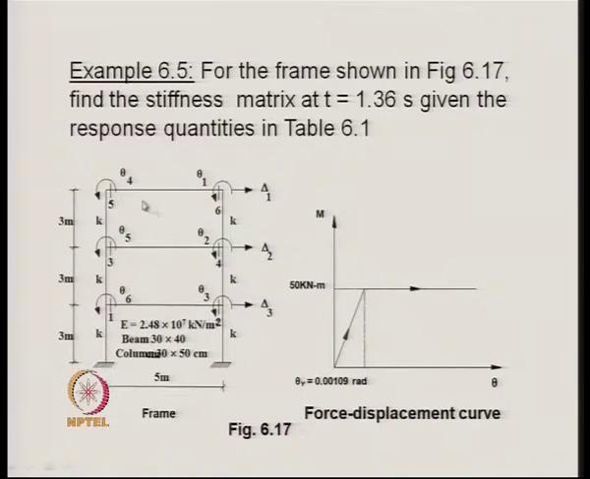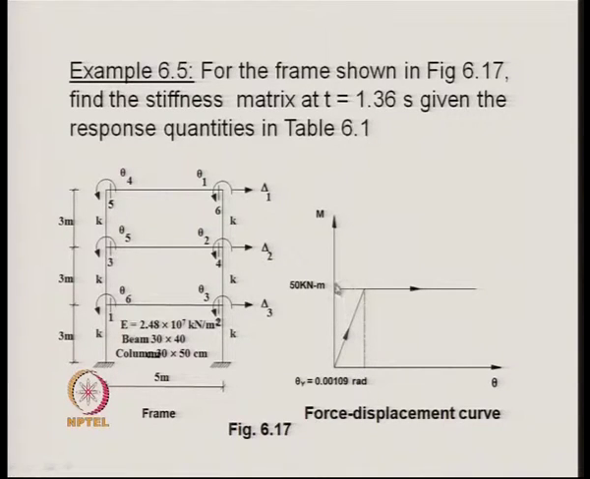So, they are the rotations on the left hand side. The sections are marked as 1 and 2 where the yielding can take place, 3 and 4 where the yielding can take place, and 5 and 6 where the yielding can take place. The elastoplastic property of the rotation and moment that is shown over here, we call this the general force displacement curve. In fact, here it is the moment rotation curve.